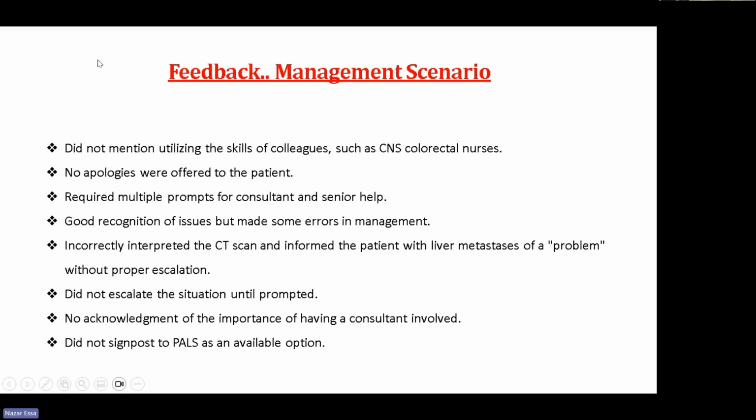And again, just have a look at this feedback from the management scenario given to candidates before. The first one said: did not mention utilizing the skills of colleagues such as the colorectal CNS nurses. No apologies were offered to the patient, required multiple prompts for consultant and senior help. It looks like this one has seen a CT scan that has not been reported yet. So he made the report and said he will tell the patient that they have metastasis, although there was no official report from the radiologist. So he didn't escalate here as well. And this is the last one: did not signpost to PALS. So the patient most likely had either a never event or something like that, and the candidate didn't mention that he will offer the patient the contact details for PALS.